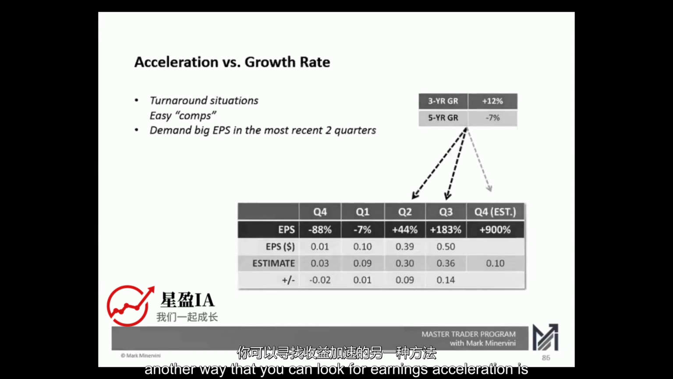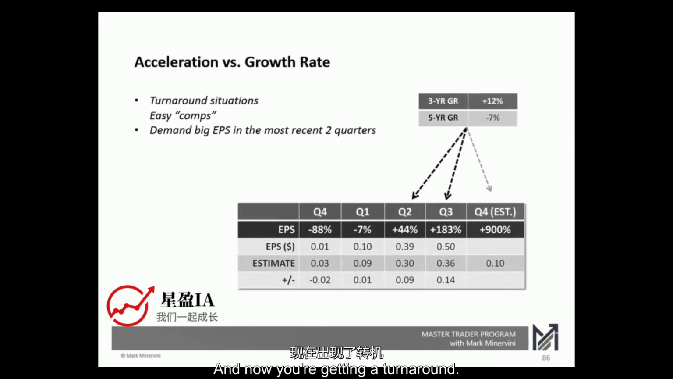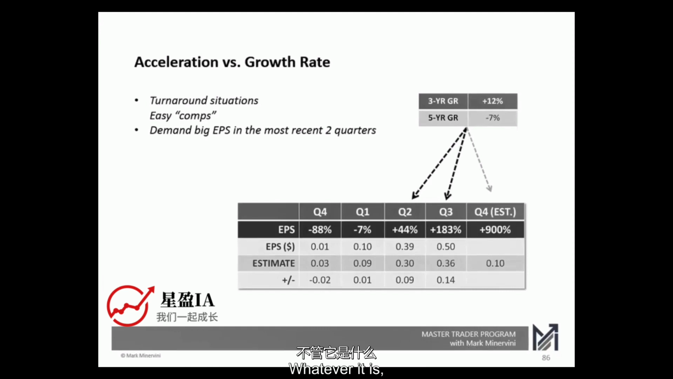Okay, so now another way that you can look for earnings acceleration is looking at the current earnings versus the growth rate. Very often this will happen in turnaround situations where you've got companies or a whole industry that fell on hard times, and now you're getting a turnaround. Maybe the business dynamics have changed, or there's a new CEO refocusing the company's strategies. Whatever it is, a company that wasn't doing well suddenly is starting to do well.